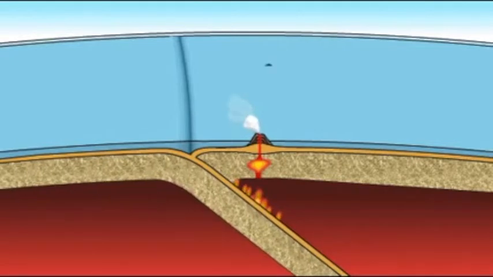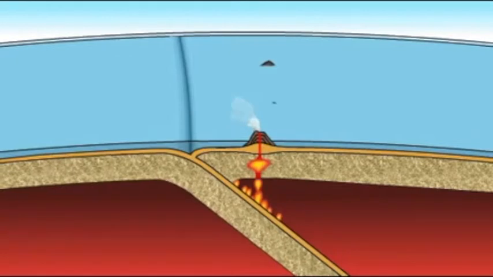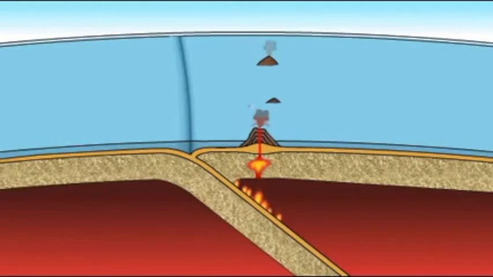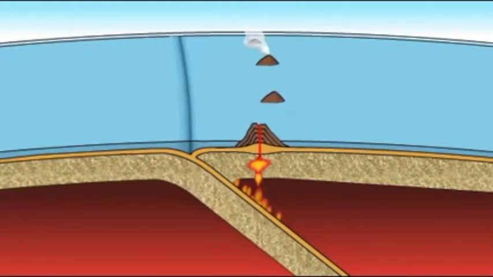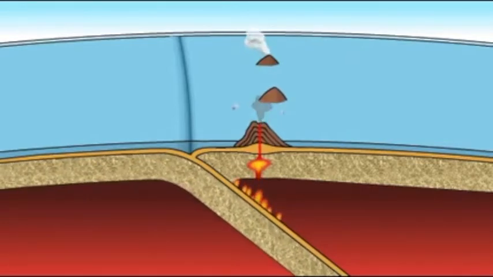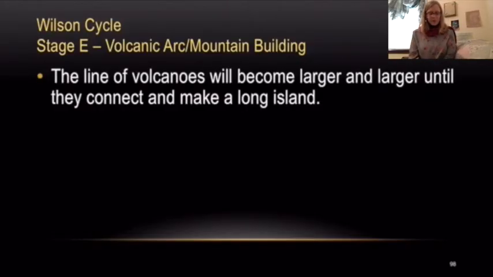But is it the only volcano? No, because this is a long, like a piece of, think of a piece of paper going underneath another piece of paper. More islands are going to be formed along that same subduction zone parallel to the trench, parallel to the valley that's being formed from the oceanic crust being pulled down. All right, so the line of volcanoes will become larger and larger until they connect. So I've got an island here and here and here and here, and they're getting larger and larger.